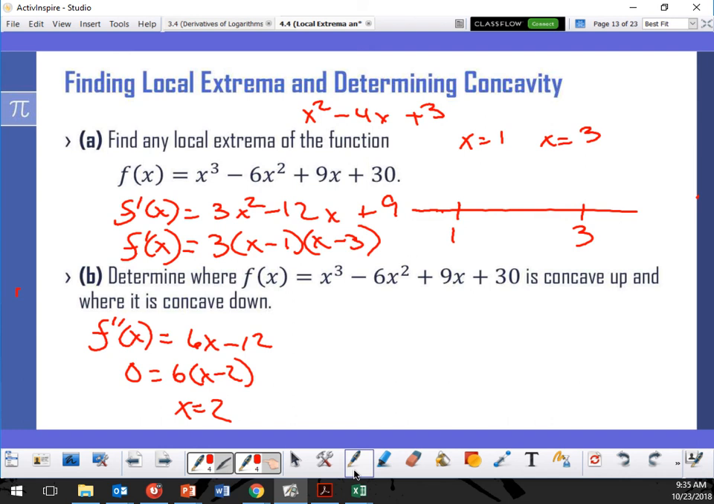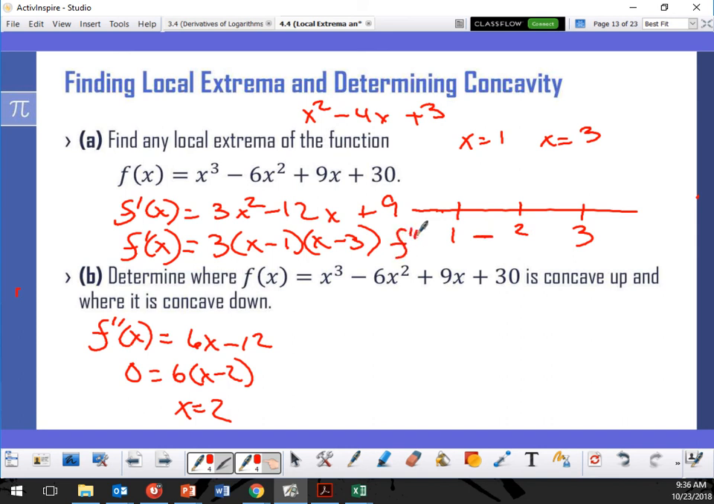So let's take a look at this. This is my change in concavity, the only place where I have a change in concavity. Let's test it on the left side of that, at 2, so like 1.5. Let's check what it is in my second derivative at 1.5. That's going to give me a negative times a positive, so this is a negative for my second derivative test, right?